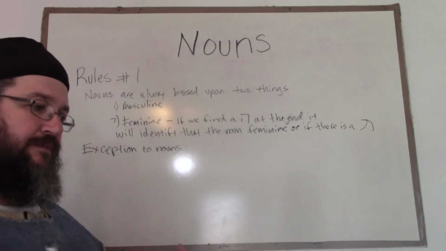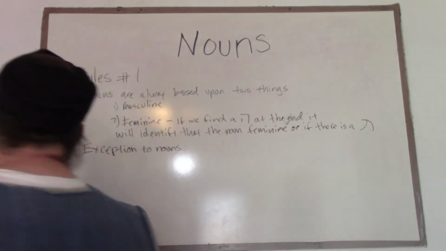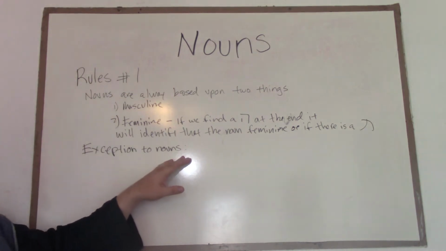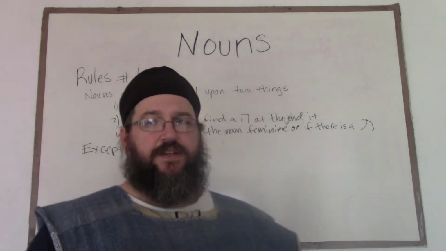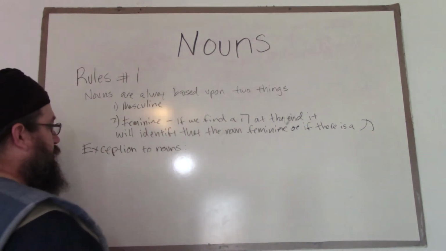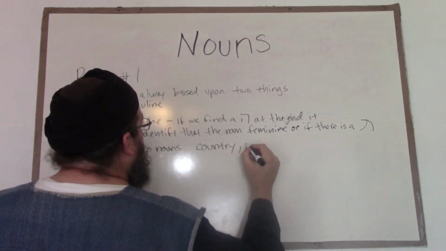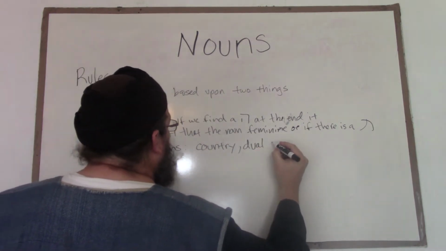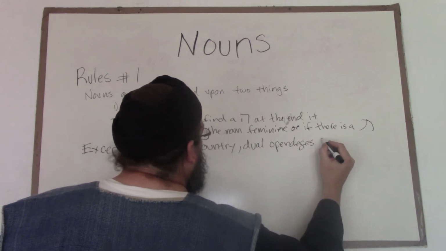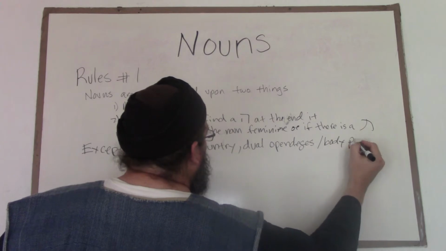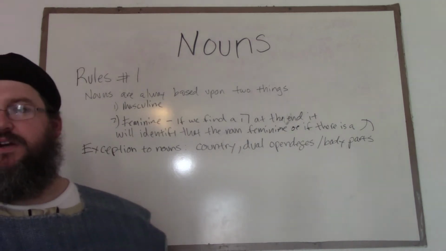This is going to identify to me immediately that this is a feminine noun. Okay? So we now need to understand that there is an exception to this rule. The exception to nouns is going to be based upon the fact that nouns which are based upon country and dual appendages or body parts, although they may look masculine, they are always feminine.